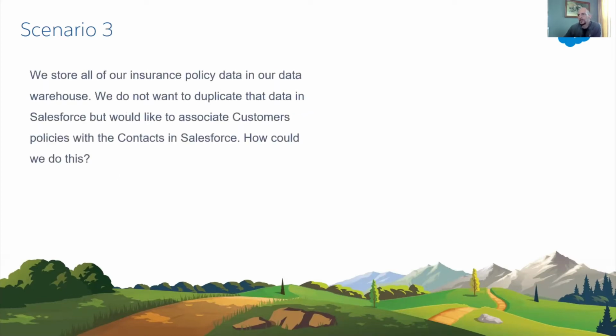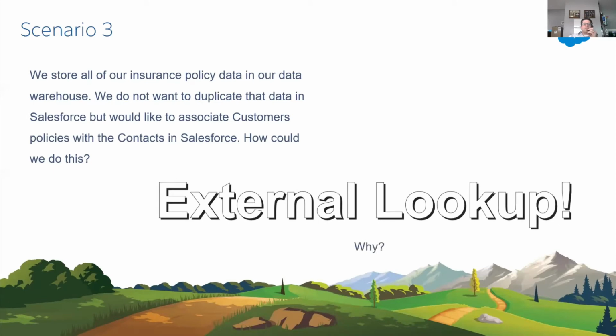Scenario 3, we store all of our insurance policy data in our data warehouse. We do not want to duplicate that data in Salesforce, but we would like to associate customer policies with the contacts in Salesforce. How could we do this? Scott. I thought it was the indirect external ID. Maybe I'm getting close. Close. External, but why?